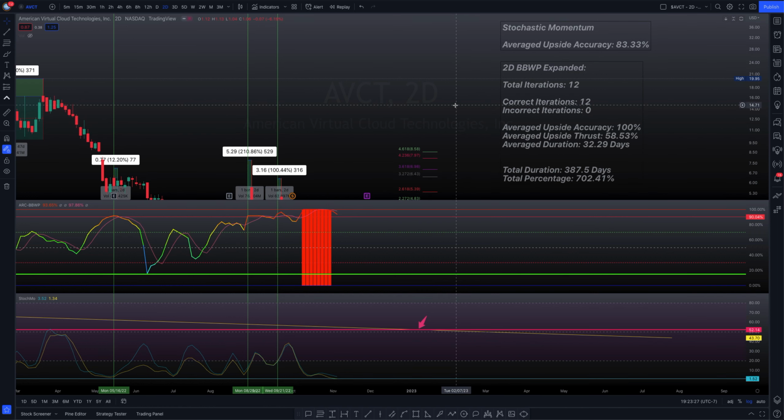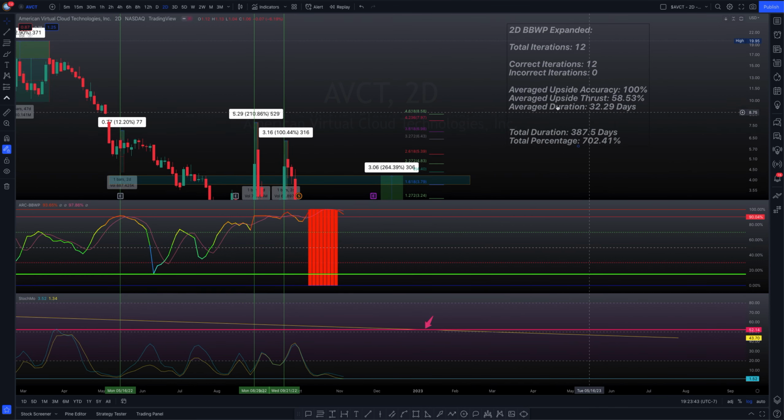Okay, so yeah, we're looking at a total of 12 iterations. This doesn't happen often, but out of 12, we got 12 correct. And the averaged upside accuracy is 100% with an averaged upside thrust of 58.53% over the span of just over 32 days. This is proof of work.